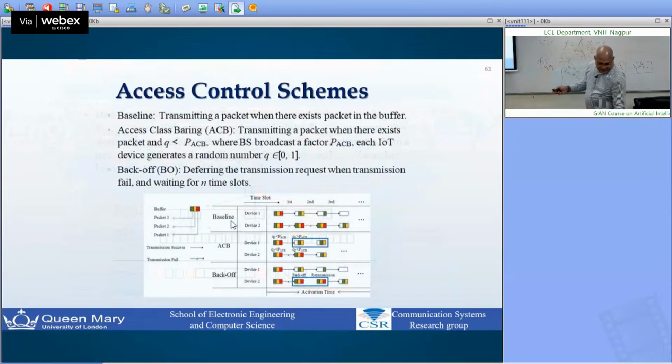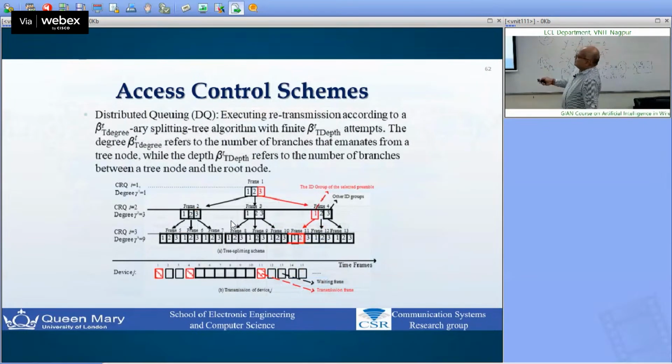Then another access scheme is called the distributed queuing scheme. In the distributed queuing scheme, we have 2 parameters. One is depth, the other one is degree. Here depth is 3. That means from level 1 it goes to 3. So here frame 1, then frame 2, frame 3, frame 4. Then this goes to 5, 6, 7. This goes to 8, 9, 10.